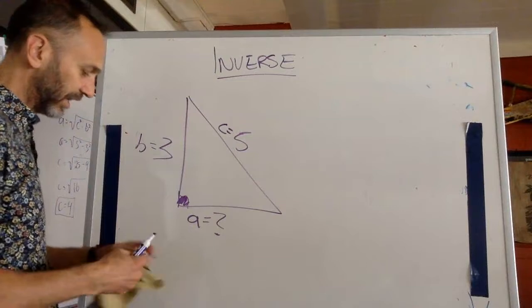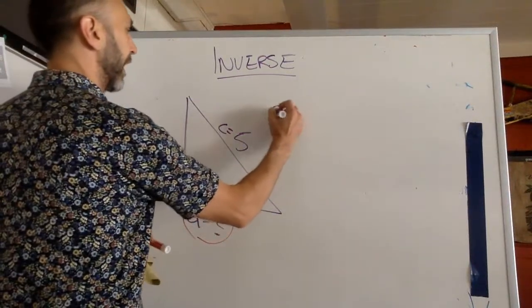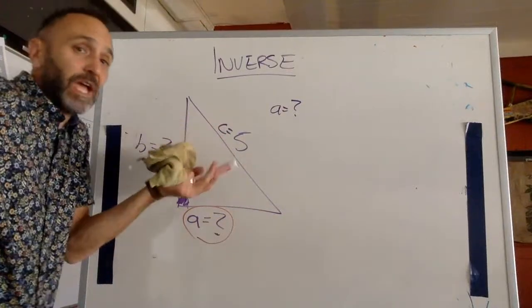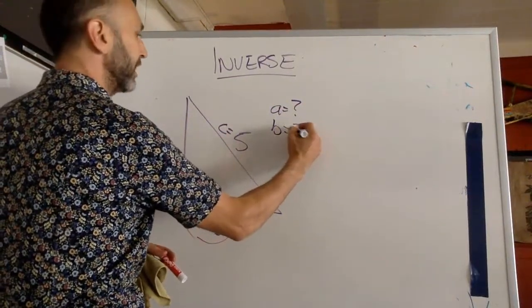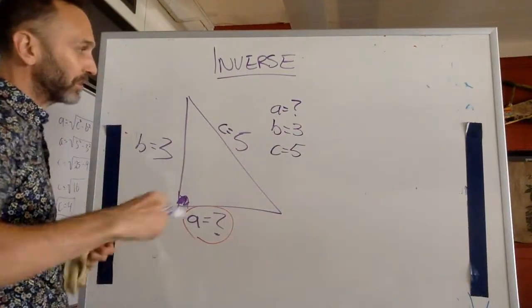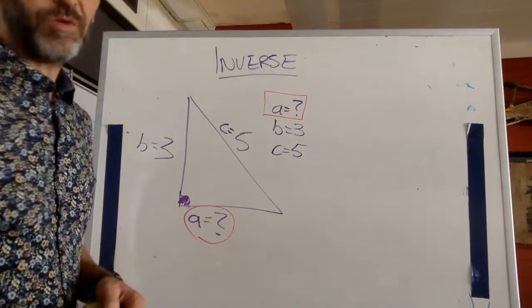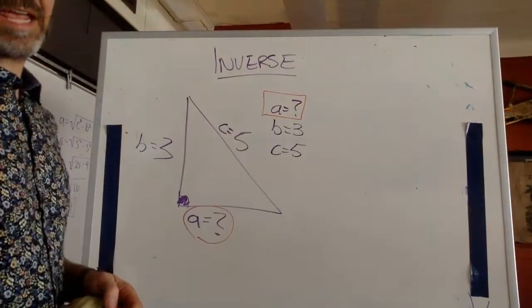Now you'll notice that it is a leg that I am missing. So let's write it down. A equals, I don't know. Is that okay? Yeah, because that's what this was all about. B equals 3, and C equals 5. What do you see? I am missing A. Do not use the C equals formula if you are missing A.